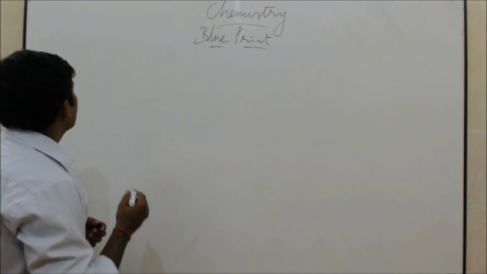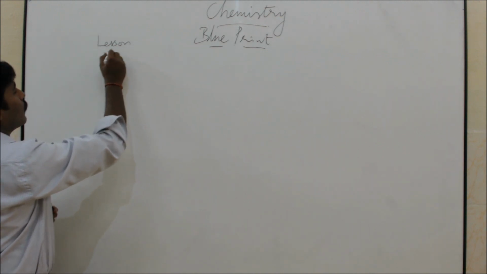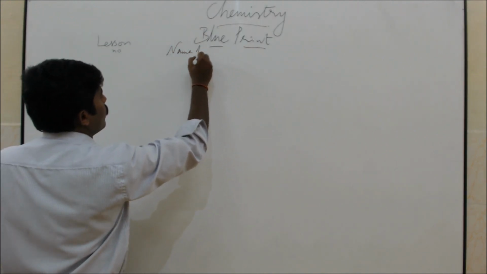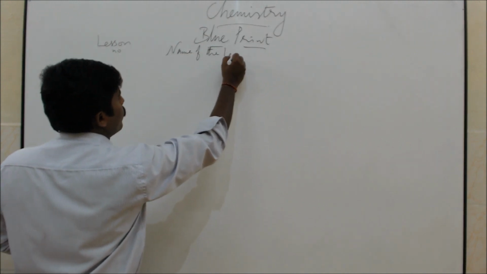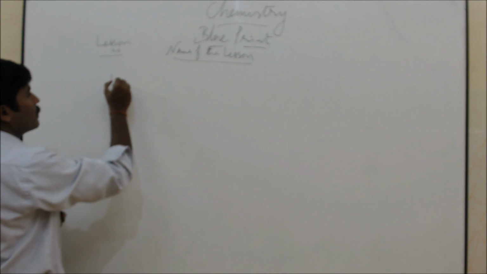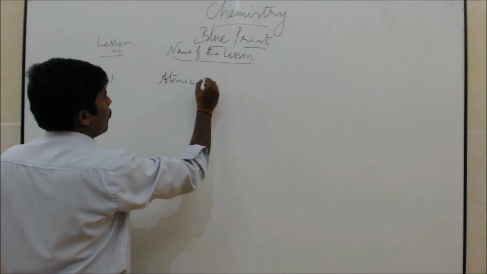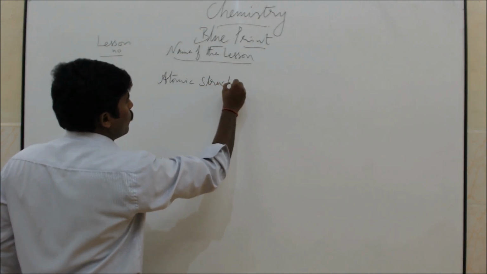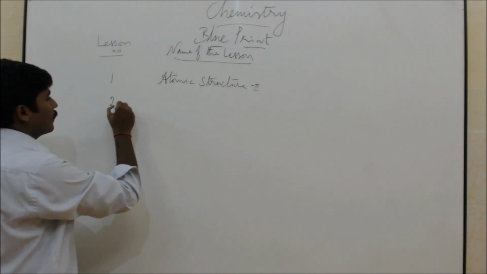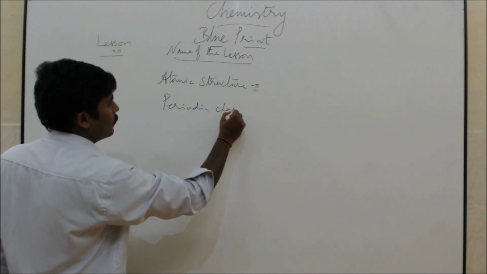lesson wise I'm telling you. First, the lesson number, then the name of the lesson. Lesson number 1 is atomic structure 2. Then the second lesson is periodic classification.